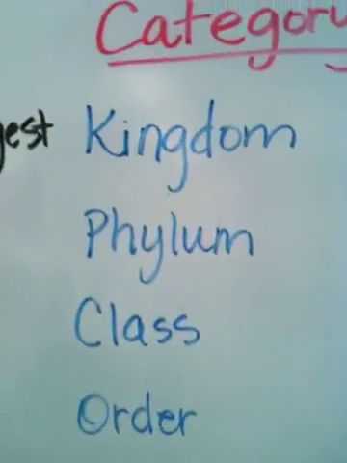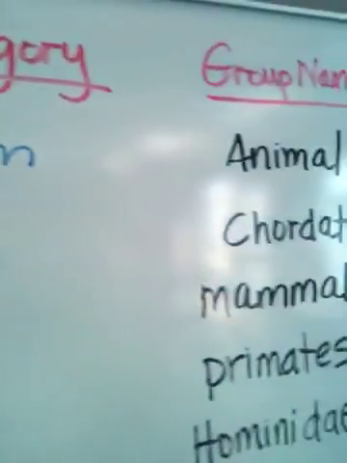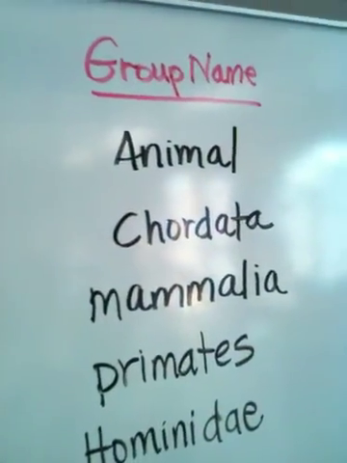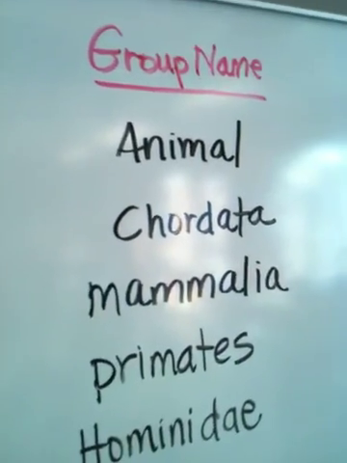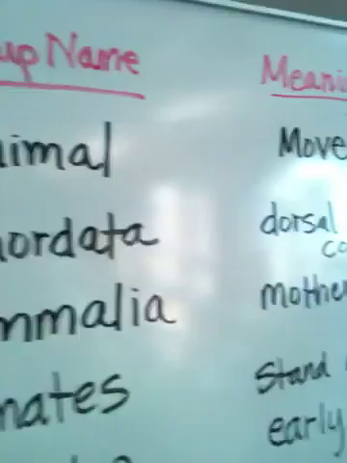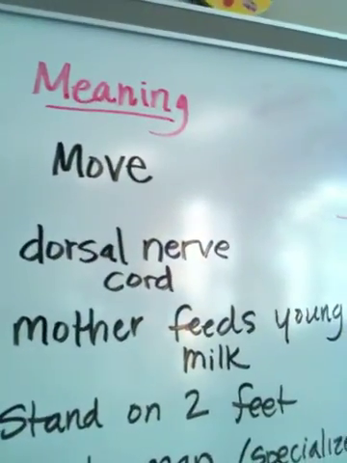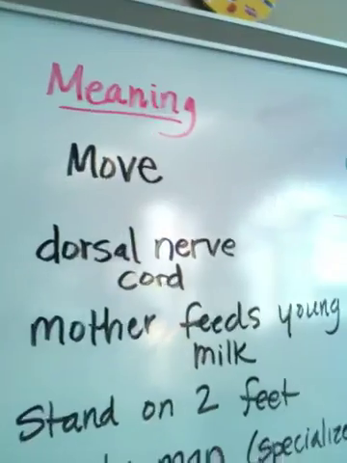When we get down to even more specific, now we're going to talk about the order. We're going to talk about animals who have spinal cords, who are also mammals, but the order they belong to is called primates. And primates means that they stand on 2 feet.